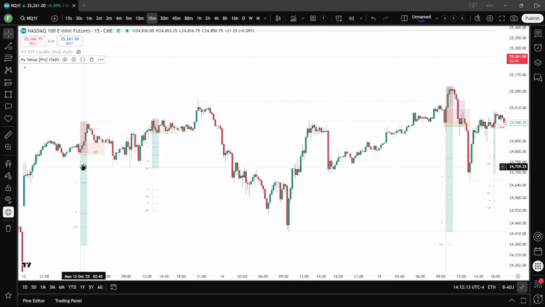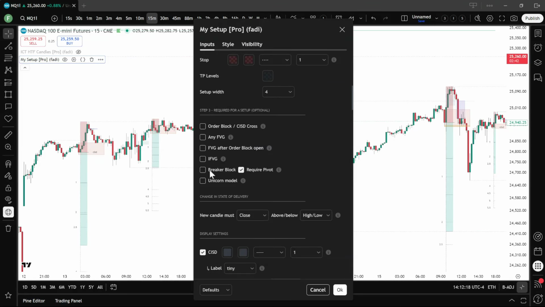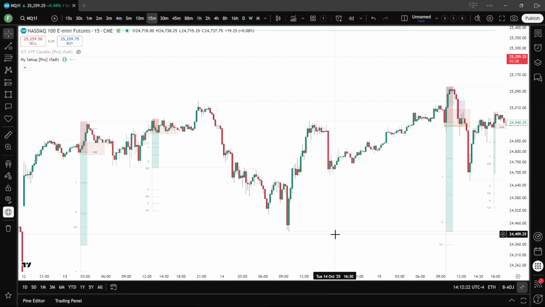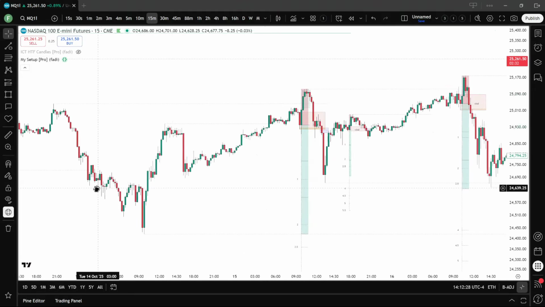So for example, if you look at these settings, you can come in here and say, well, let me look for fair value gap after an order block to take an entry. That way, maybe I can avoid some losses. And by doing that, you can see here, those went away.